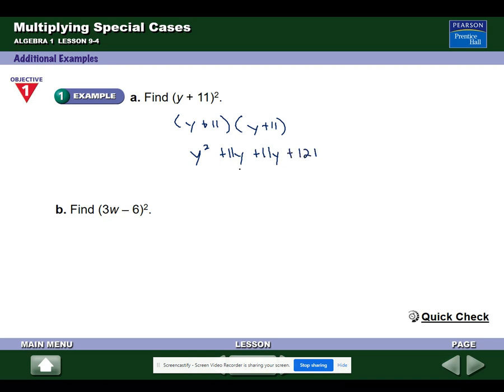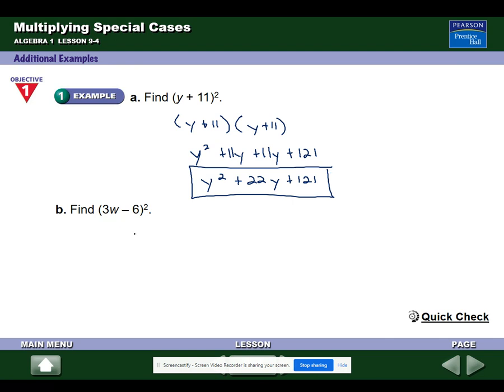Again, you want to simplify the middle two terms. This is going to be y squared plus 22y plus 121. And right there, if you look at the correct answer, is proof that you don't just square the y and square the 11. There's a middle term. There's a linear term there. And y squared plus 22y plus 121 would be the correct answer.